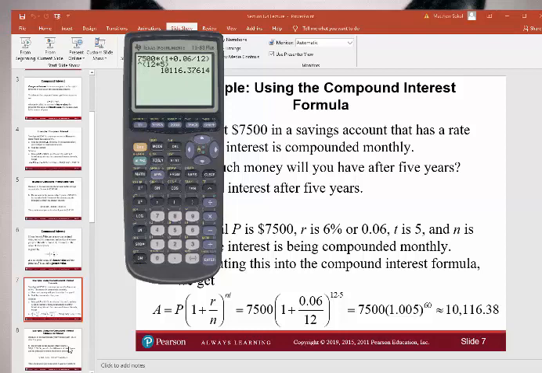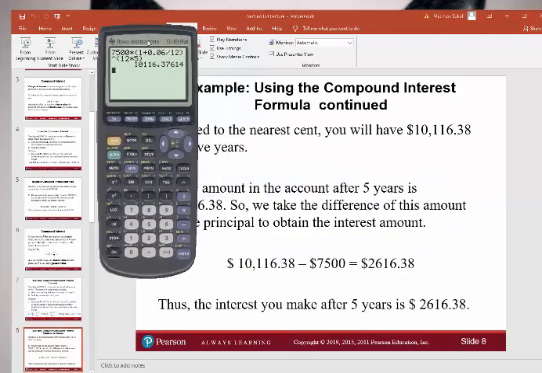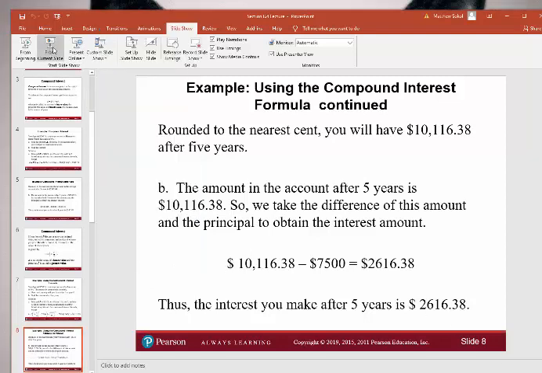That's really good. Let's find out now how much you have in interest after 5 years. Well, this is the total amount in your account. Subtract away the principal that you initially started with. And after 5 years of leaving your money in the account, if it's getting 6% compounded monthly, you would have made $2,616.38 in interest. Not too bad.